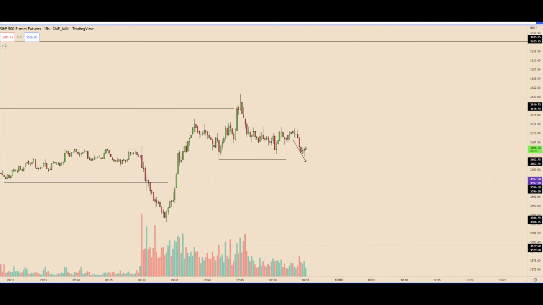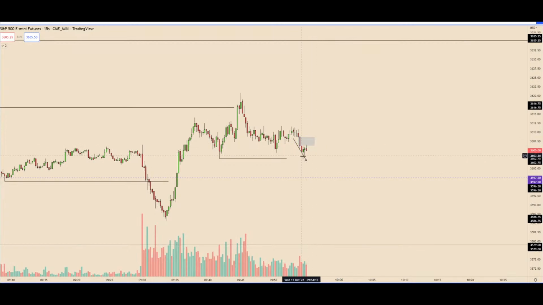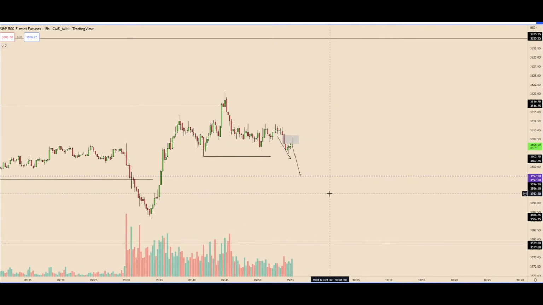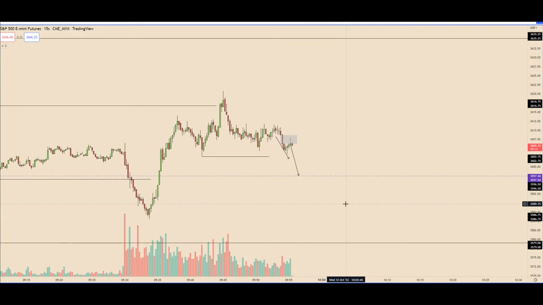So if you look here, right? Aggressive down. Here's our little fair value gap. Would like to see it drop from in here. Will it work? Who knows? But what time are we at? 7:55. We'll see if this happens.